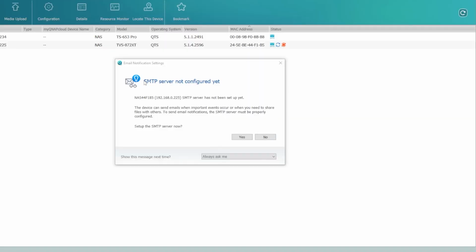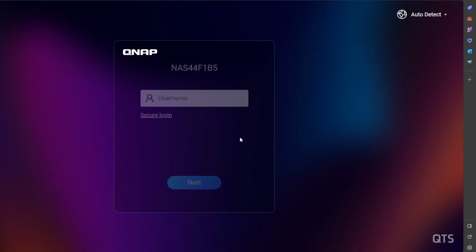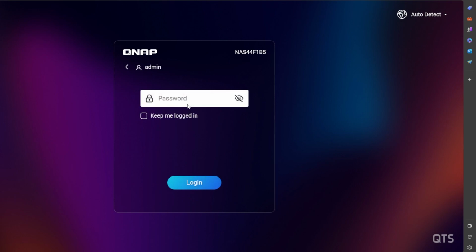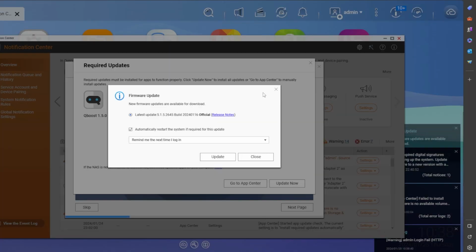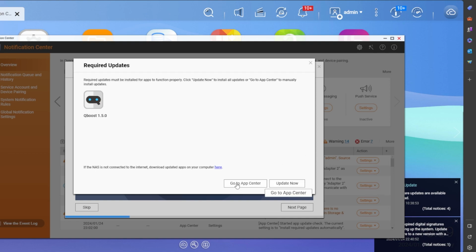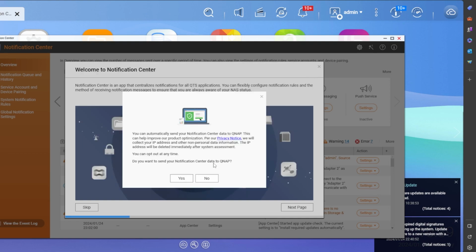So looking at our system over here, I actually have two NAS devices. I am testing an 872XT that we just fixed, but we also are detecting the 653 Pro. So let's go ahead and load it up. And it looks like it's seeing it. Okay, so we're booted in. We're not going to update it now.